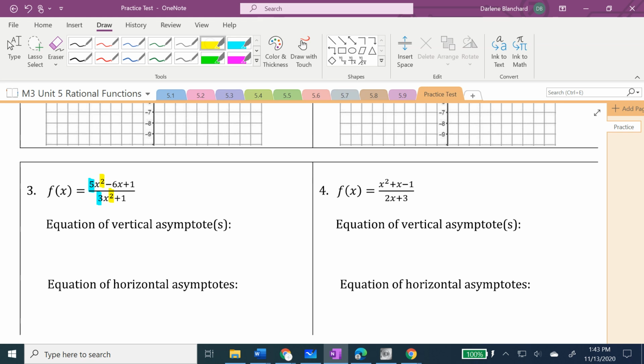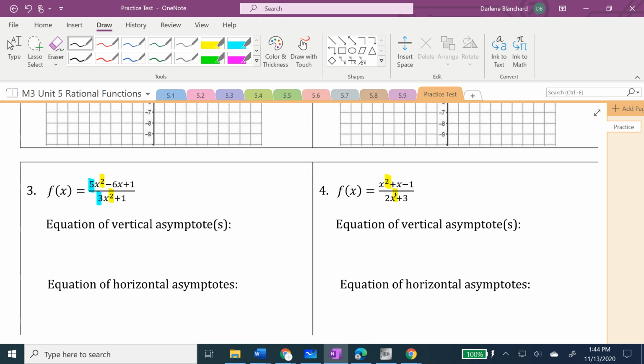If they are not the same degree, so for this one, I have a degree 2 polynomial in the numerator and a degree 1 in the denominator. If they don't match up, I either don't have a horizontal asymptote or I have a horizontal asymptote of 0.